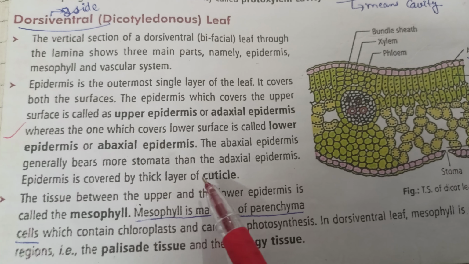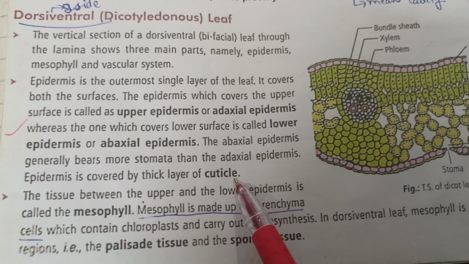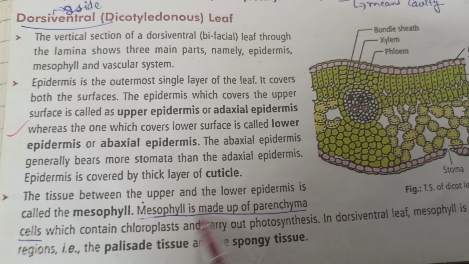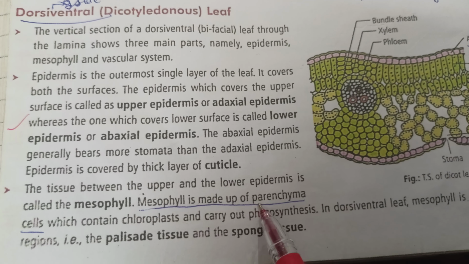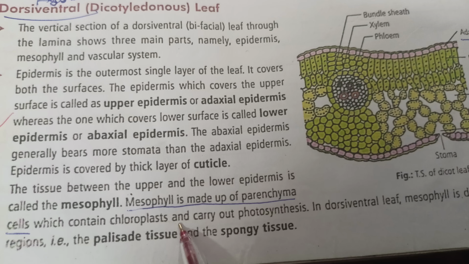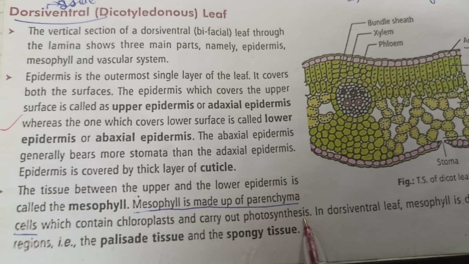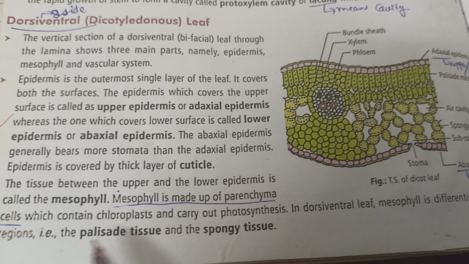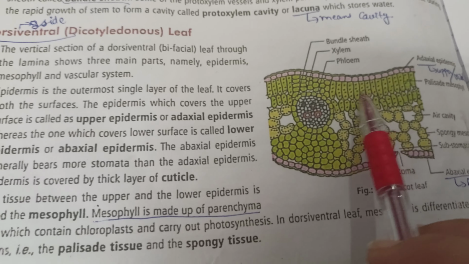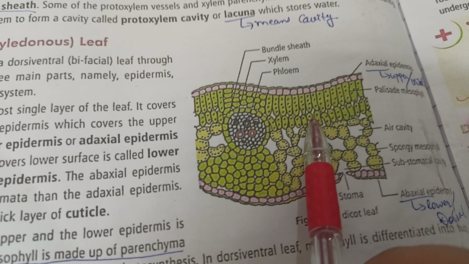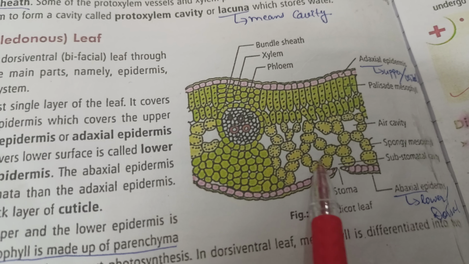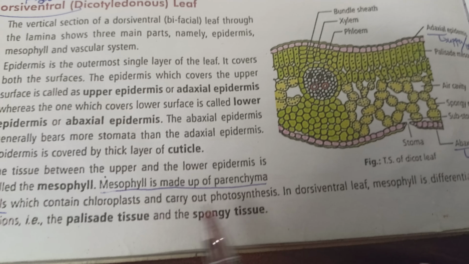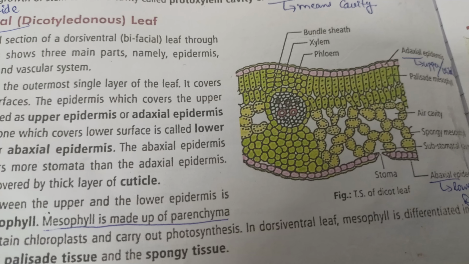Epidermis is generally covered by a layer of cuticle, which is a waxy covering. The function of this is to prevent water loss. The tissue between upper and lower epidermis is called mesophyll, made up of parenchyma having chloroplasts, which carry out photosynthesis because they have chlorophyll. In a dorsiventral leaf, mesophyll is differentiated into palisade and spongy, which I already explained. This elongated cell is palisade and this round shaped structure is called spongy. They contain the chloroplast.